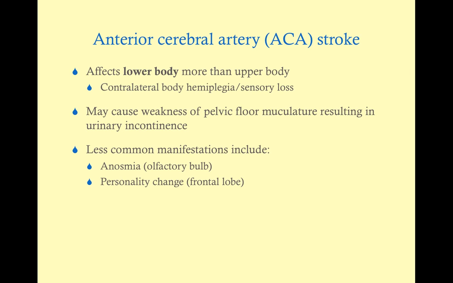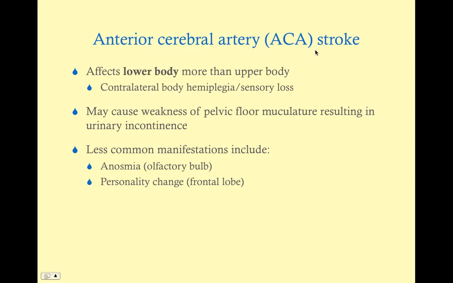Some less common manifestations include anosmia, and that's because the olfactory bulb is right in the middle of the brain, and so if that loses oxygen, it would dysfunction, so you'd have a decreased ability of smell. And personality change, and that's because the frontal lobe is responsible for a lot of different quirks in our personality. So if you have a defect to the frontal lobe, it can cause personality change.